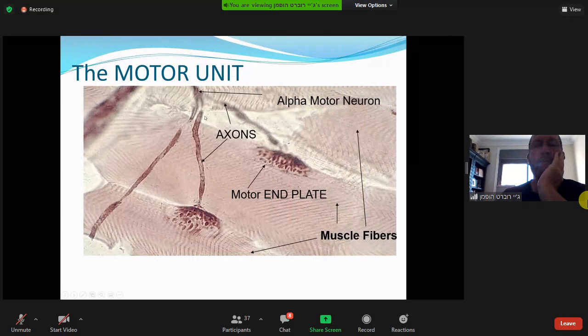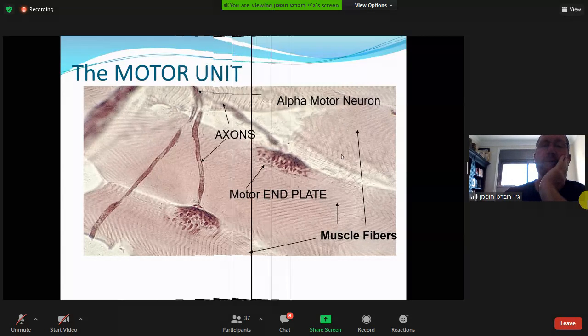And this is an electron microscope image of the motor unit. As you can see here, this is the motor end plate, the neuromuscular junction, the muscle fibers, and the alpha motor neuron. So once this is activated, the acetylcholine will be released from underneath this neuromuscular junction. It allows the action potential to proceed down the transverse tubules and cause contraction of the fibers that are innervated by that particular neuron.